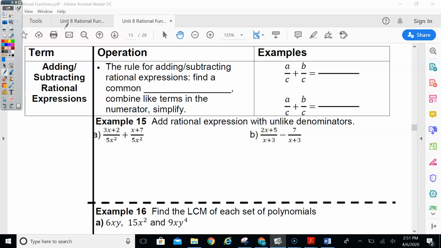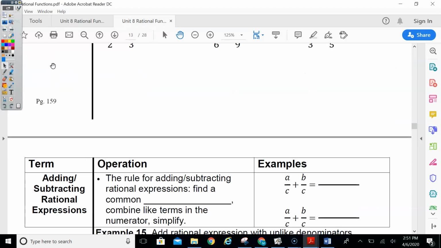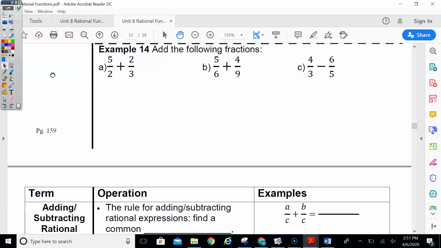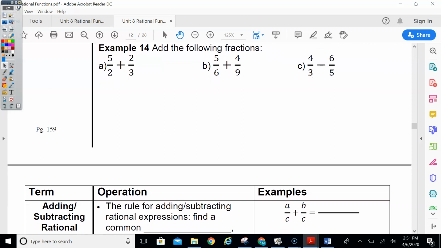The last operation that we're going to be doing is adding and subtracting. So here, let's review how to add and subtract fractions. Remember, we cannot add straight across the top numerators and denominators like we did before. In order for us to add and subtract, in order for us to combine these, the denominators have to be the same. So we ask ourselves, what's the least common denominator between these two?